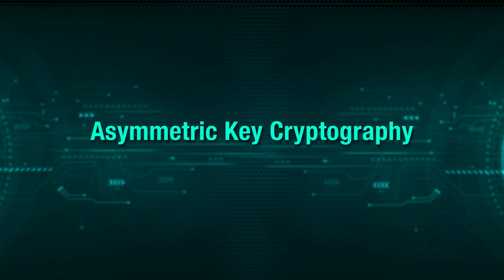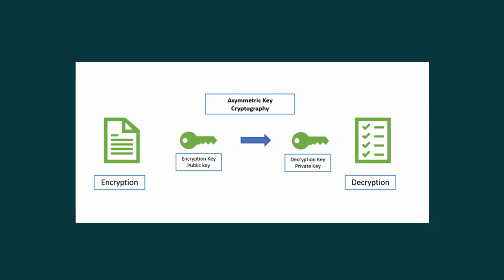And the third one is asymmetric key cryptography. Under this system, a pair of keys is used to encrypt and decrypt information. A public key is used for encryption and a private key is used for decryption. Public key and private key are different. Even if the public key is known by everyone, the intended receiver can only decode it because he alone knows the private key.